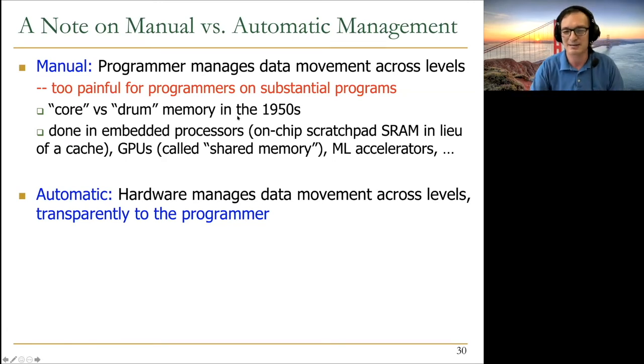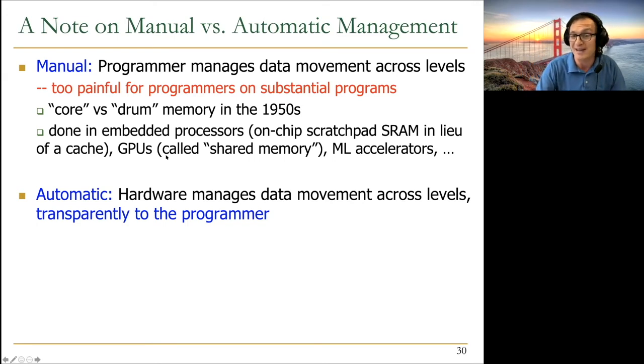Unfortunately, some companies decided to call it shared memory, but that's a bad idea. It's shared across different threads, sure, but it's really a scratchpad. That's what distinguishes it. Some machine learning accelerators also have scratchpad memories today, increasingly, because, again, programs are relatively simple. You can actually manage the memory hierarchy potentially better than what hardware could do.